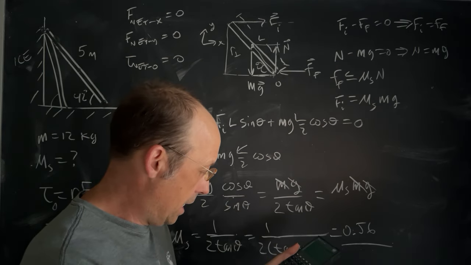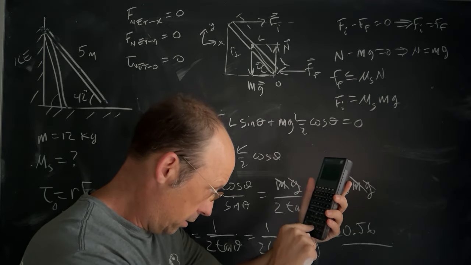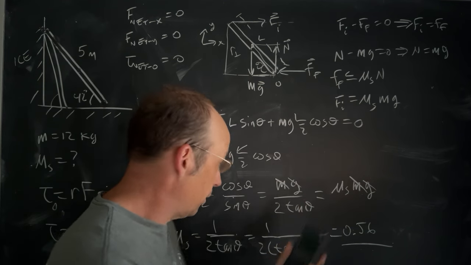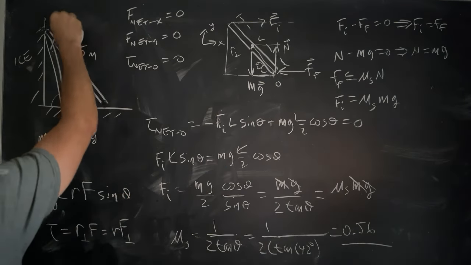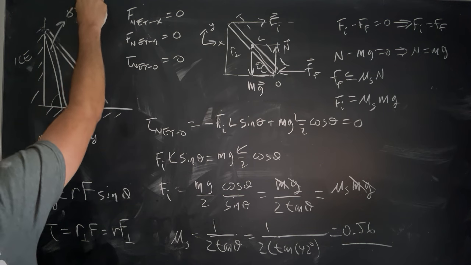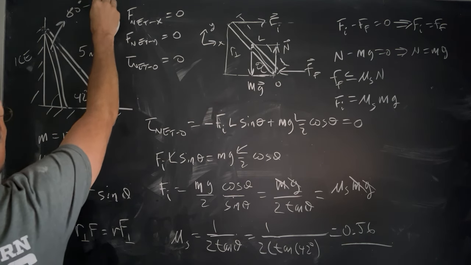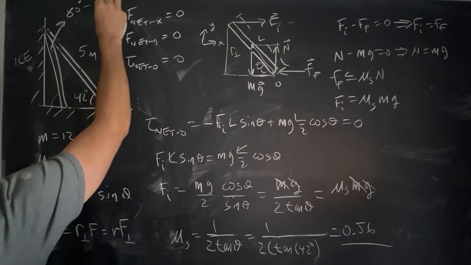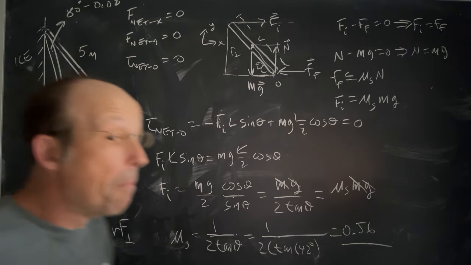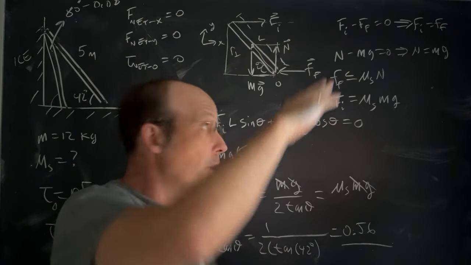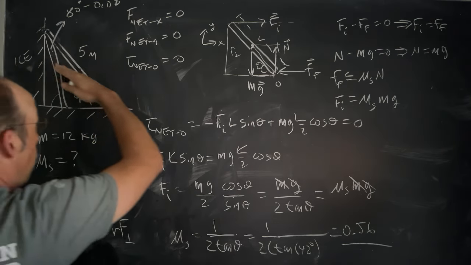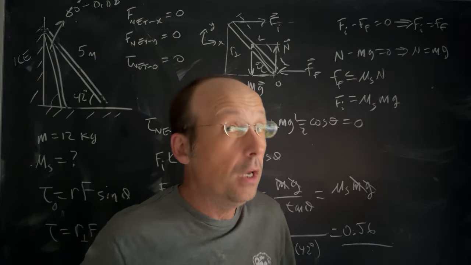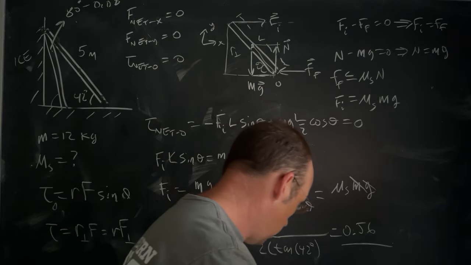So if I put in 80, tangent, 2 times 1 over, I get a coefficient of friction of 0.08. So much smaller, right? The lower this angle is, the more it leans back, the more friction that you're going to need. Why do you need more friction in order to prevent the ladder from falling over?